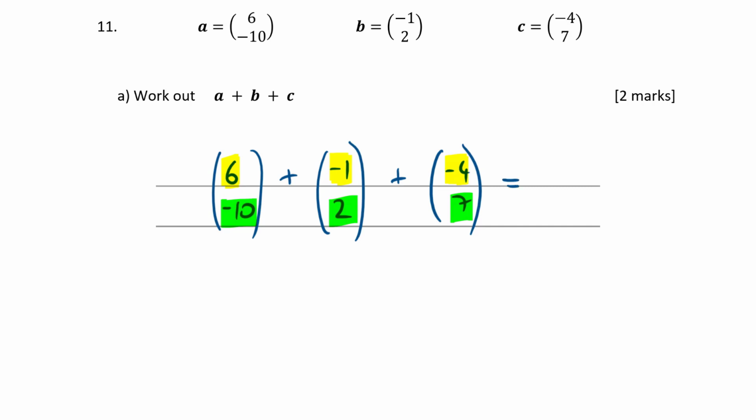Okay, so what does that give me then? 6 plus -1 is 5, plus -4 is 1, and -10 plus 2 is -8, plus 7 is -1. So that's going to give me (1, -1).